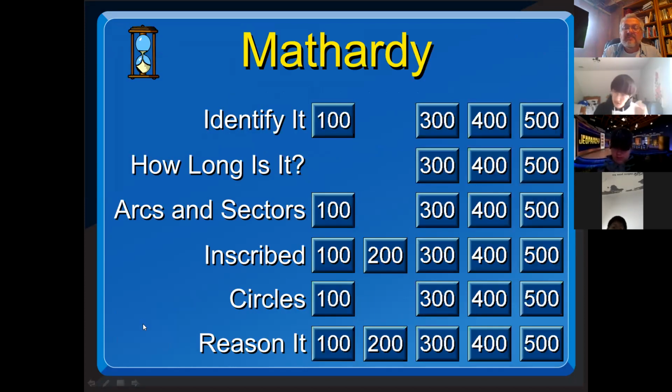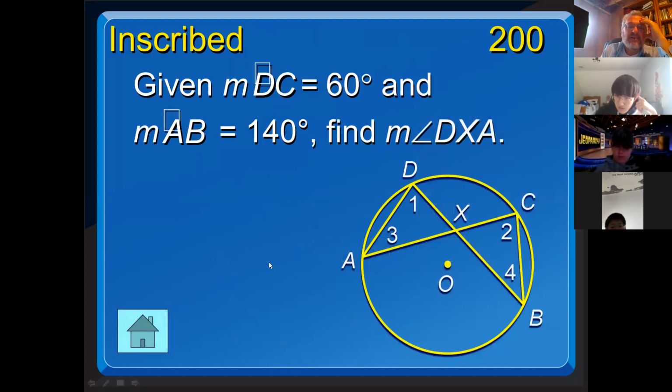Are we allowed to use a calculator, by the way? Sure, that's not a problem. All right, go ahead, Jason. Inscribed, 200. Given the measure of DC is 60 and the measure of AB is 140, find the measure of DXA.